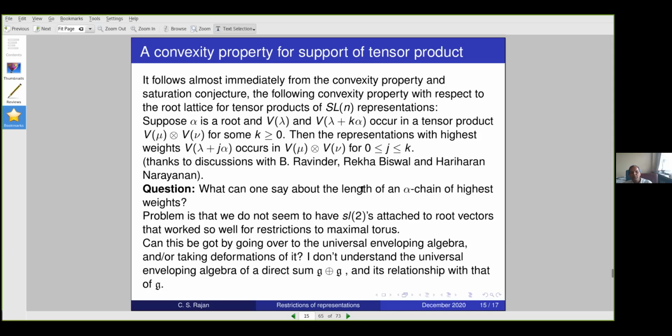It's not clear how the universal enveloping algebra of G cross G, and its relationship with that of G. I'm sure it should have been studied, but is it possible to get some SL2 sitting inside, which commutes with the diagonal universal enveloping algebra, and which will produce these decompositions or the alpha chains? That would be a nice direct proof, rather than going through saturation.